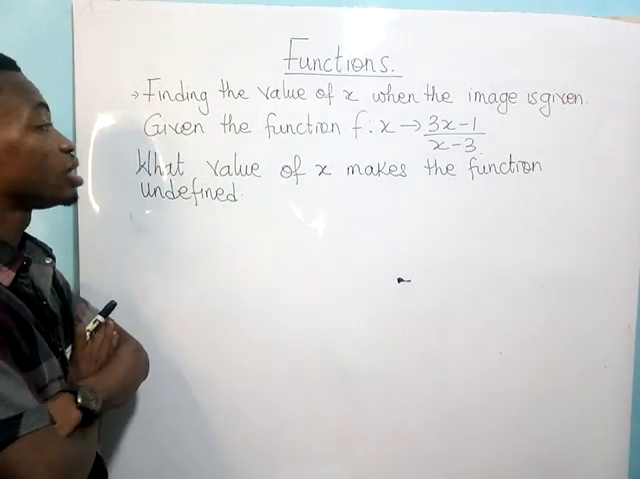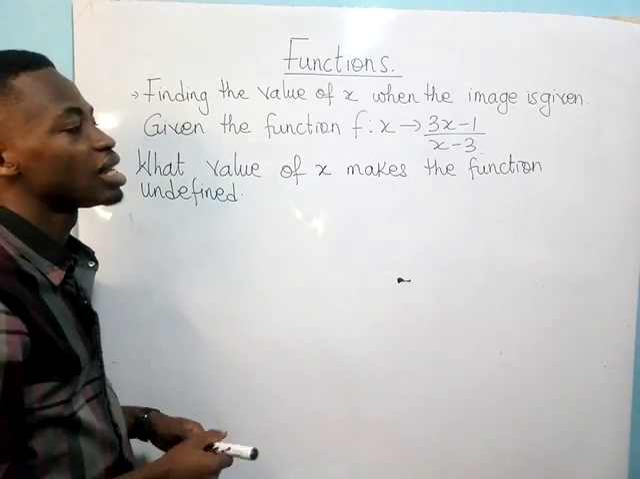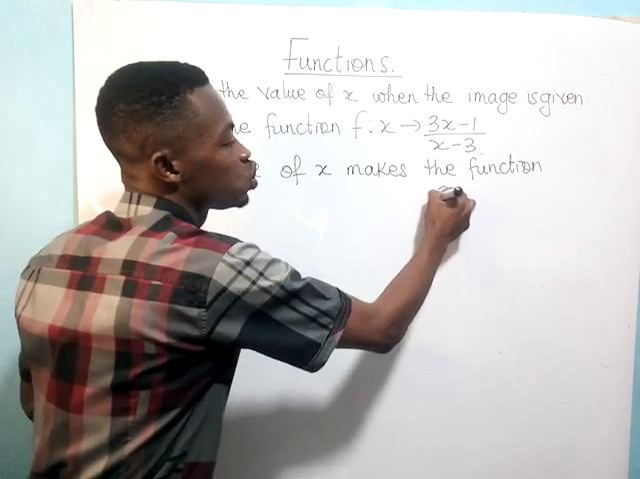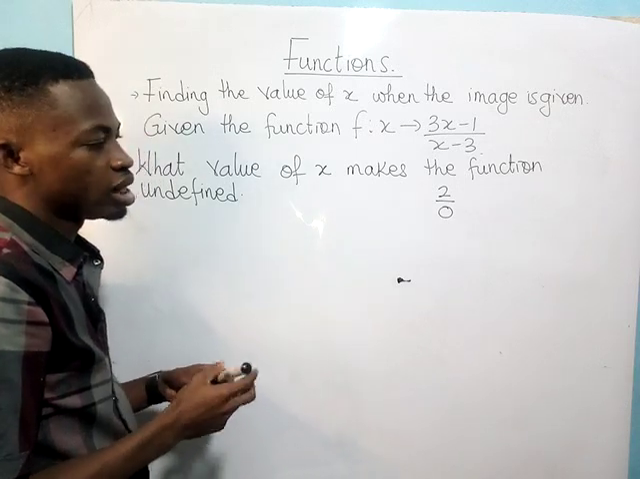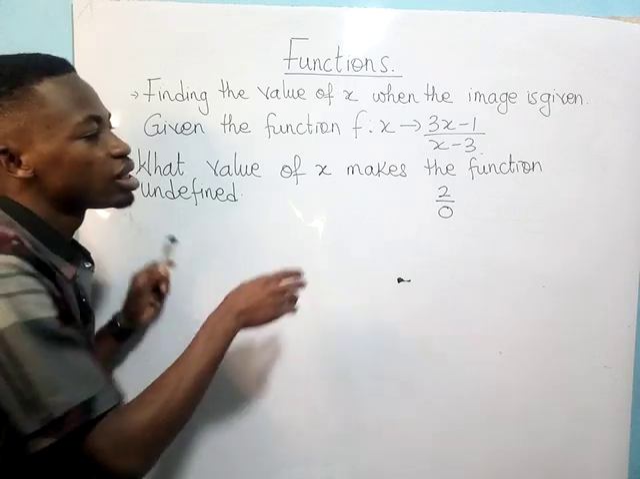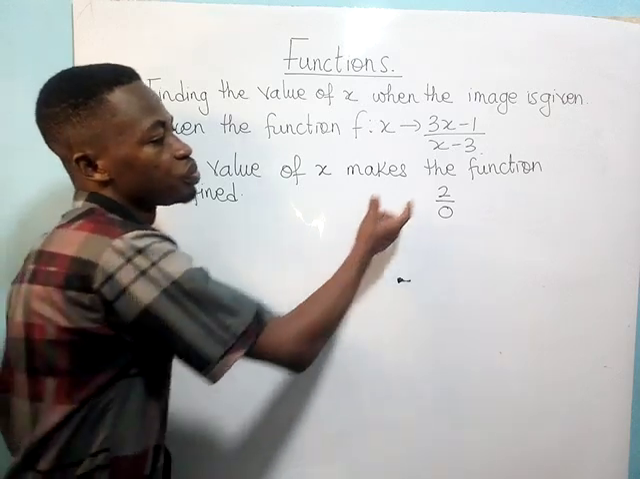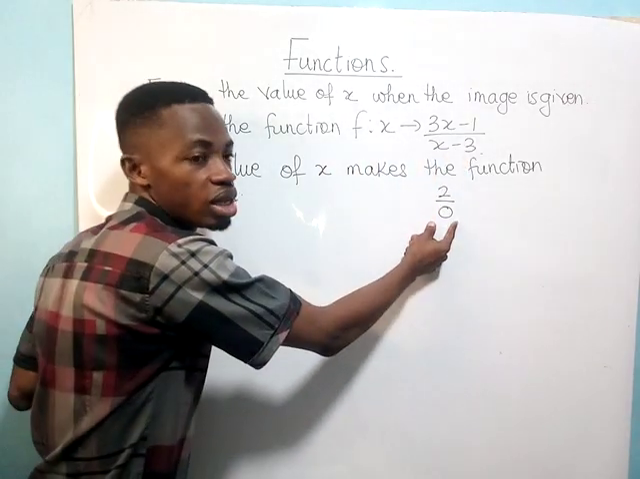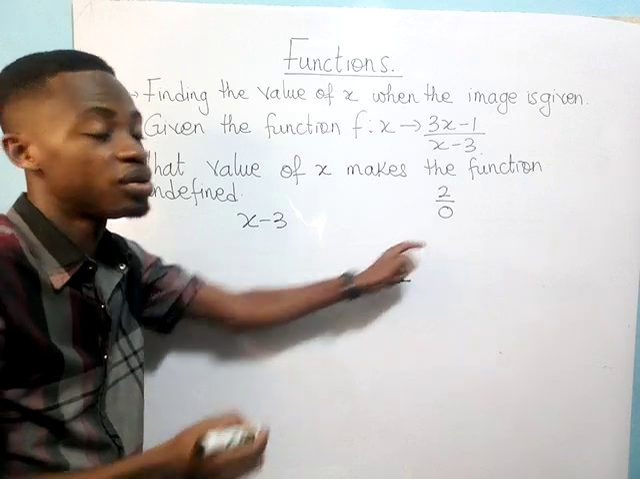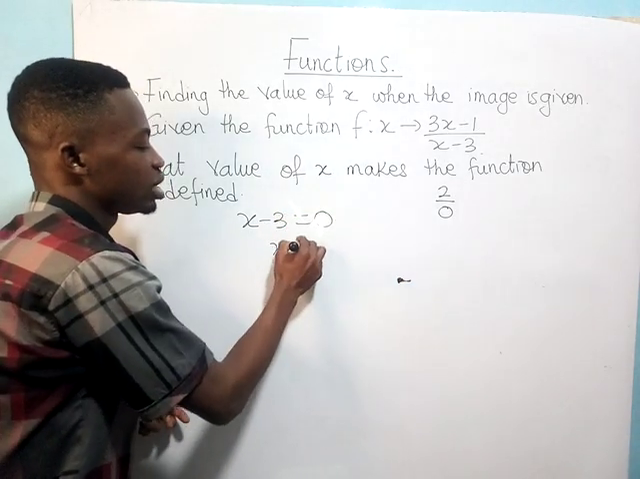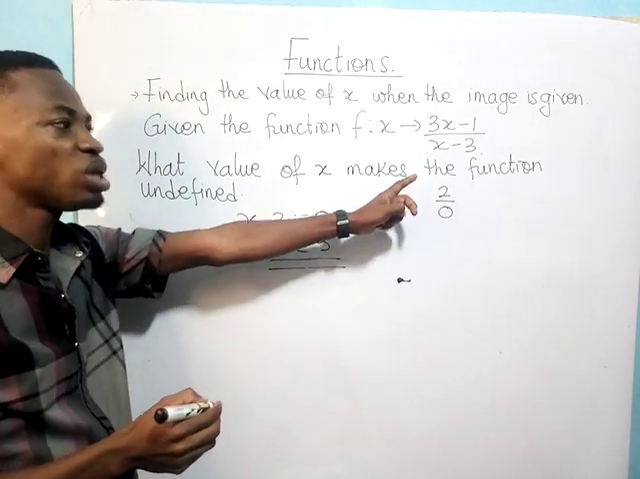Okay. So under the same function, we are told, what value of x makes the function undefined? Understand that in mathematics, if we have 2 on 0, we normally say the answer is undefined, which means that for the function to be undefined, the denominator should be approaching 0. So this is what we do. We equate our denominator to 0. So our x minus 3, which is the denominator, is equated to 0. Then our x is equal to positive 3. So this is the value of x which makes the function undefined.